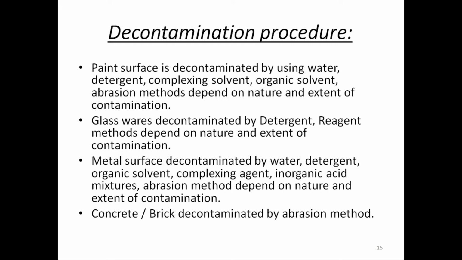A painted surface is decontaminated by using water, detergent, complexing agent, organic solvent, or abrasion method. So depending on the nature and extent of contamination, we choose a proper method. Glass surfaces will be decontaminated by using detergent or reagent method, again depending on the nature and extent of contamination.